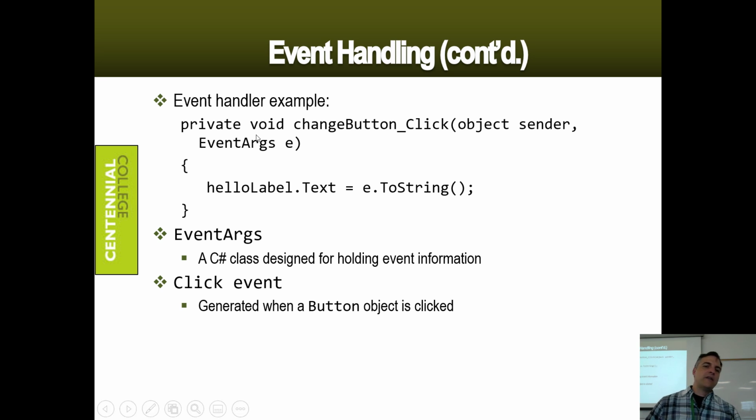Then you have this event args parameter, which is basically what type of event has been raised: which object sent the event, and what type it is. Even though it's named change button click, it may not be the click event that you're sending. It might be sending something else. You might be communicating with a different type of event. You could have one event handler that handles all types of events, not just the click event. Typically we don't do that, but if you wanted to, you could. So that's one thing.